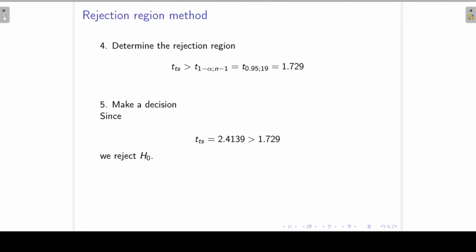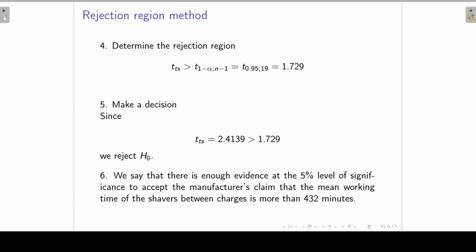So in step 5, I make a decision. Since my test statistic value of 2.41 lies in the rejection region, it's to the right of my critical value, I reject the null hypothesis. And then in step 6, we make our final conclusion. We say that there is enough evidence at the 5% level of significance to accept the manufacturer's claim that the mean working time of the shavers between charges is more than 432 minutes.